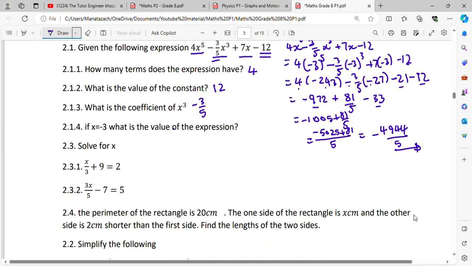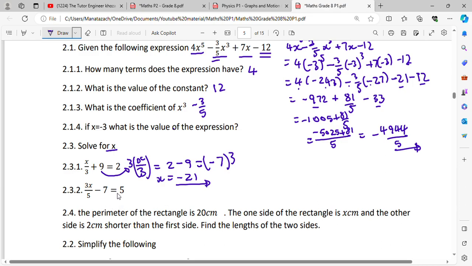Okay, let's go over to 2.3, solve for x. The first question, 2.3.1, we're basically going to take 9 to the right hand side. It will be positive, so change the sign and it becomes negative. So I'll have x over 3 equals 2 minus 9. 2 minus 9 is minus 7. From here on, you can multiply by 3 both sides. You will get x is equal to minus 7 times 3, which is minus 21. That's x for the first question.